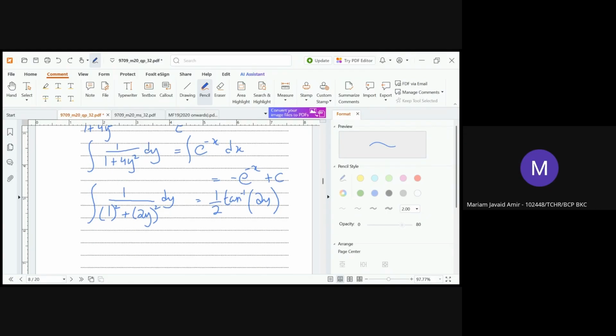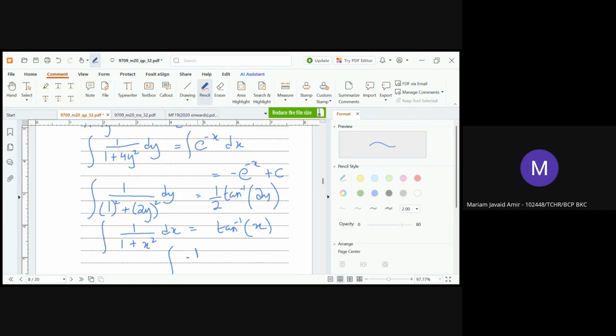Let me rewrite this function. If you have 1 plus x square dx, it integrates to tan inverse x. But if instead you have a function here, like we do in this case, we did not have just y, we had 2y. So in that case, it becomes tan inverse f(x) divided by f prime(x), the derivative of 2y. The derivative of 2y is just 2, so that's why we divided by 2 or multiplied with half. So that's where this half comes from.